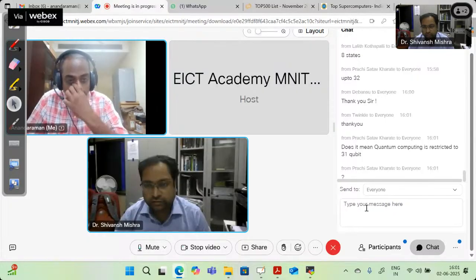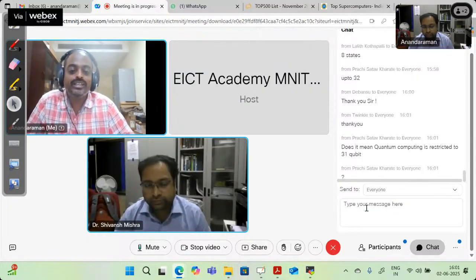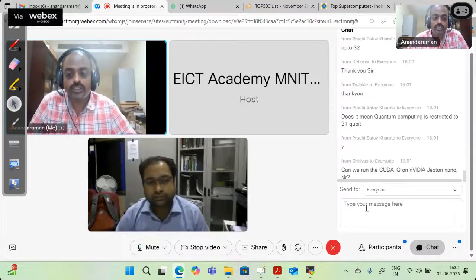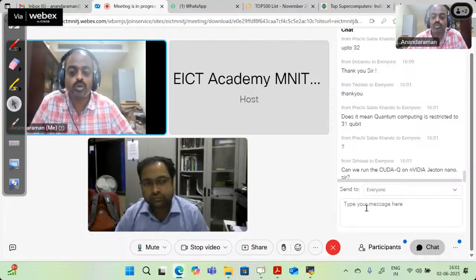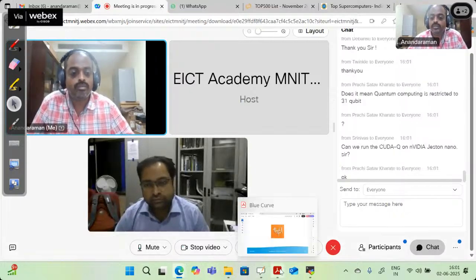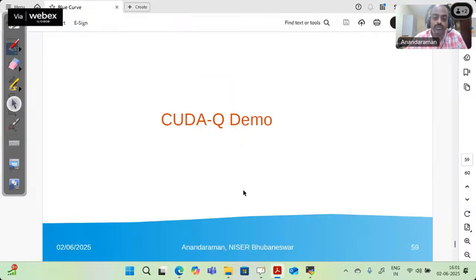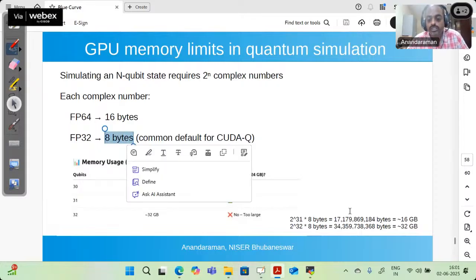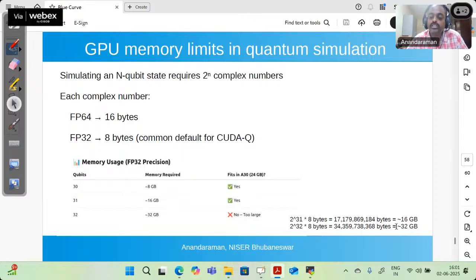No, no. Quantum computer is not restricted to 31 qubits. It depends on your GPU RAM. My GPU has 24 GB only. For example, if you use A100 or any different high level card, then your memory is more, so you can execute that much. That depends on the RAM only. If your GPU has 32 GB, then you can execute 32 also.